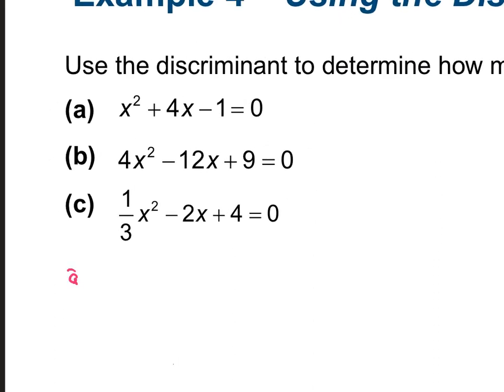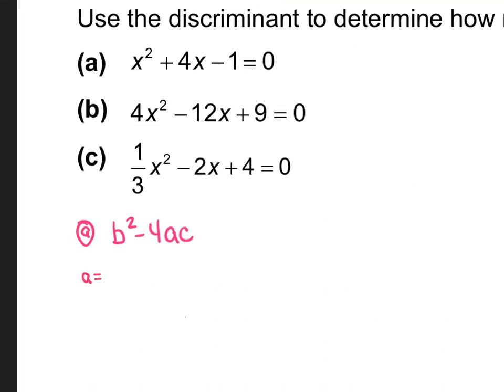For letter A, I want you to write down the discriminant first, b squared minus 4ac. It's just what's underneath the radical. It's not the radical itself. And then I want you to tell me that A equals what, B equals what, and C equals what. In letter A, what does A equal? 1. A equals 1. What does B equal? 4. And what does C equal? Negative 1. So watch, put your B in parentheses, whether it's positive or negative, just so you don't forget. If it's negative, you don't forget to square it.